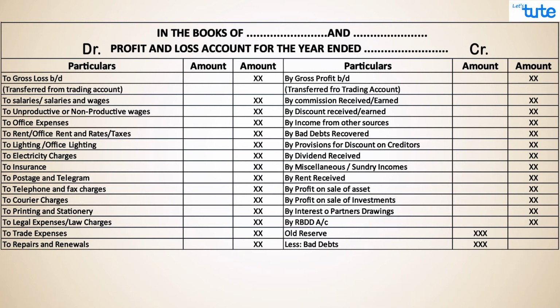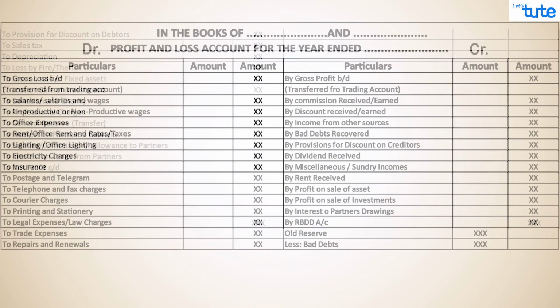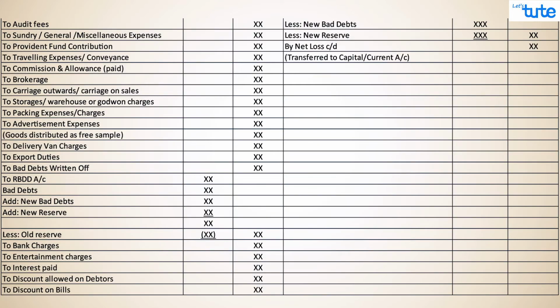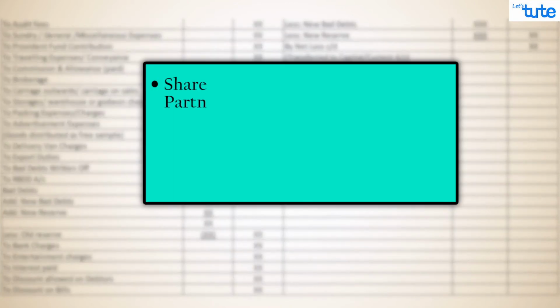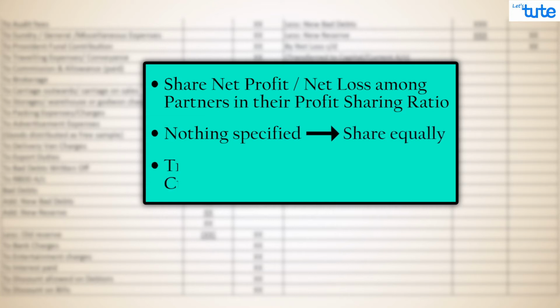Ultimately, when we close the P&L account, it can have a credit balance, that is credit side total in excess of debit side total, indicating net profit, or a debit balance, that is debit side total in excess of credit side total, indicating net loss, which is shared between all the partners in their profit sharing ratio. If it is not given, then it is distributed equally and transferred to partners' capital or current account.